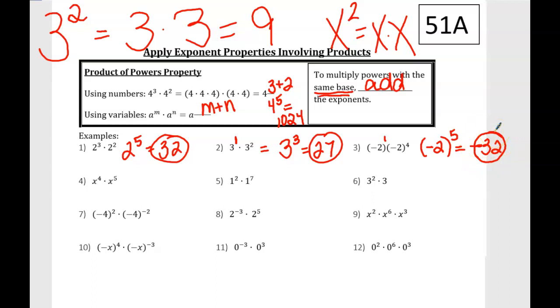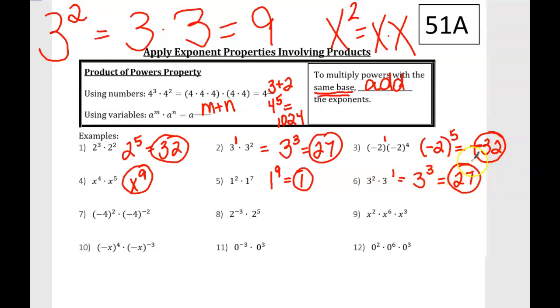With variables, here our base is x, and we would take 4 plus 5, and we would get x to the 9th power. Number 5, we've got the base of 1, and this would be 1 to the 9th power. When we evaluate that, that would just be equal to 1 because 1 times 1 is 1, times 1 is 1, times 1 is 1. Don't make the mistake of thinking that 1 to the 9th power is 9. It is 1. Number 6, we've got 3 squared and 3 to the 1st, so we add the two exponents together. We get 3 cubed, and again, we get 27.